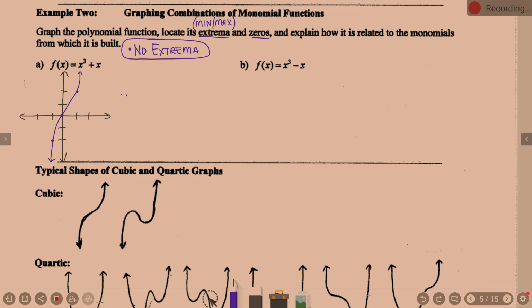Next thing, zeros. What are zeros? X-intercepts. So when we talk about zeros, we want to know, are there any X-intercepts? Does my graph cross the X-axis? Yes, and this one is pretty obvious, right? We don't have to do any work for it. There is a zero, I'm going to say at X equals 0.